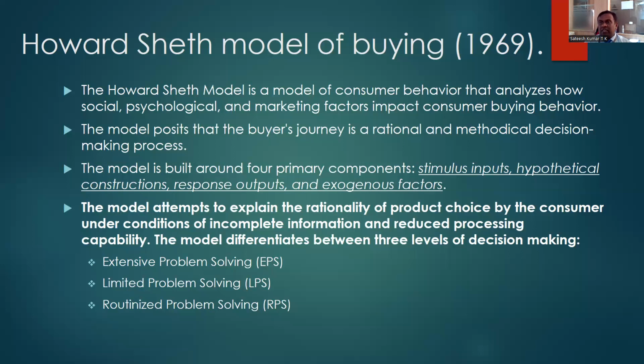There are three major aspects which the model will explain: extensive problem solving, limited problem solving, and routinized. What is extensive? When you're buying a refrigerator or a house, you are going to compare a lot of prices, analyze what it is worth, and then buy it. That is extensive. Limited means it does not take much time, maybe half a day, or maybe it's something you buy regularly. But routinized means it is bought daily, right? So this is the Howard Sheth model introduction.